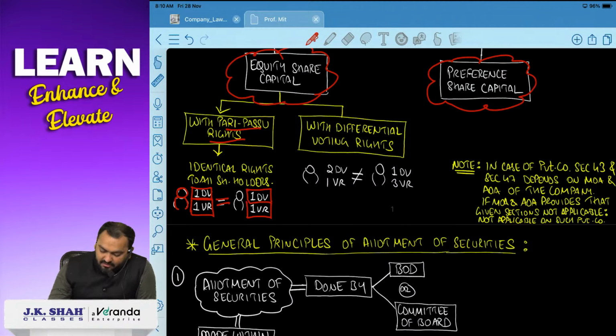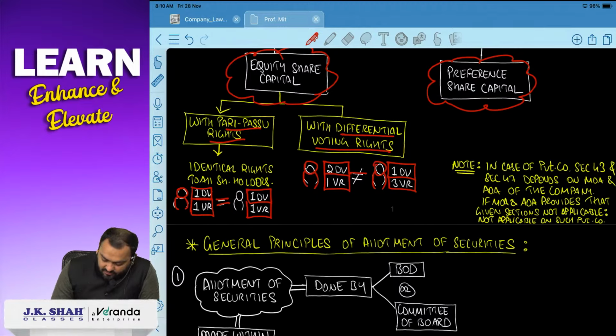But the other category is differential rights. For example, there is a company XYZ Limited. There is one member, a shareholder, who has two dividend rights and one voting right. Another member of the same company has one dividend right and three voting rights. Now you saw that in the second company the rights are not equal. That is differential voting rights. So there are two categories basically. I hope this is clear to everybody.